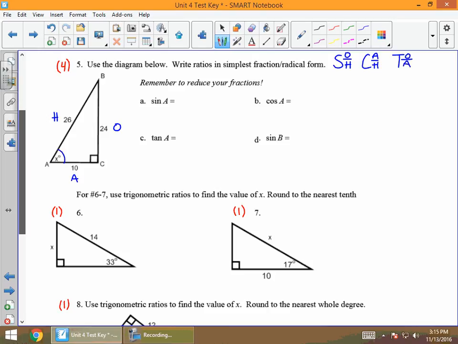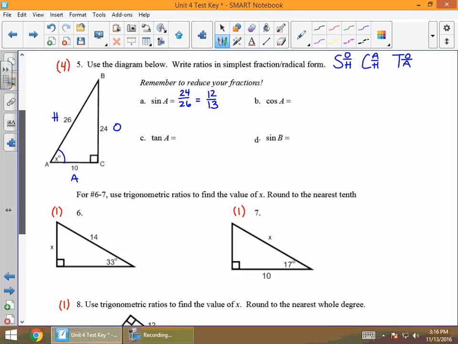The sine, we can see in SOHCAHTOA, is opposite over hypotenuse. So 24 over 26. And then I have to reduce that. They are both even, so it will reduce. Half of 24 is 12. Half of 26 is 13. And 12 over 13 no longer reduces. So I was looking for 12 over 13 for part A.